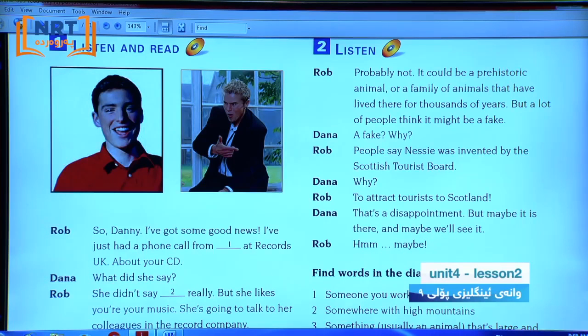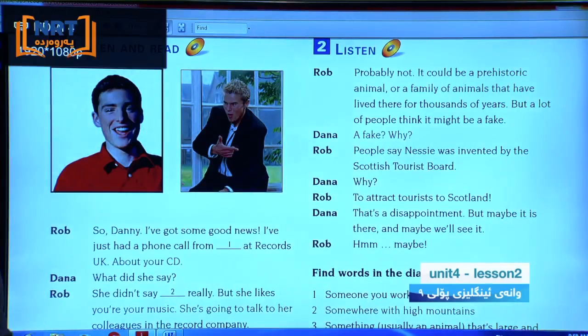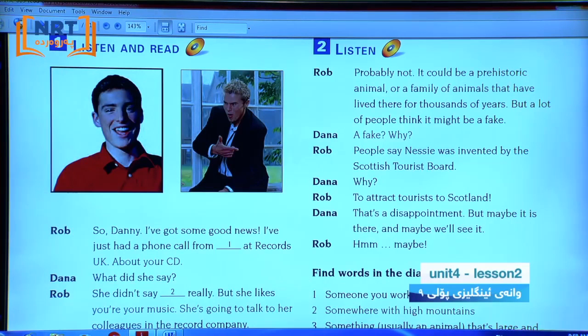Okay? These are the most important things about this unit, about this lesson 2. Keep your fingers crossed, so don't forget, okay? The most important things are these. Keep your fingers crossed. What does it mean? What's an idiom? You have to know what an idiom is. Okay, so keep your fingers crossed.